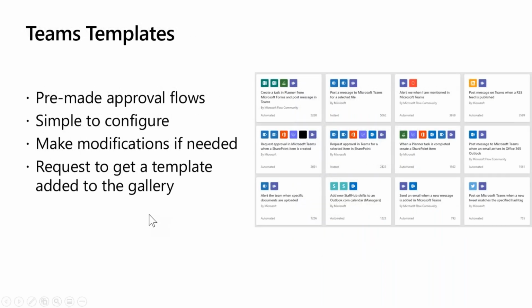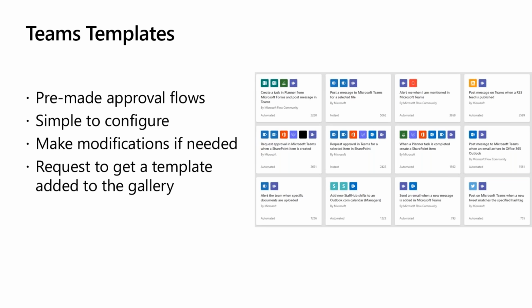Teams templates. Power Automate offers pre-built templates. So if you go into Power Automate and click on templates, you can search by Teams, you could search by productivity. They give you a lot of different ways to filter these out. But it's a great way to at least get ideas of what is possible. And then often you'll find one like, post a message to Microsoft Teams from a selected file.